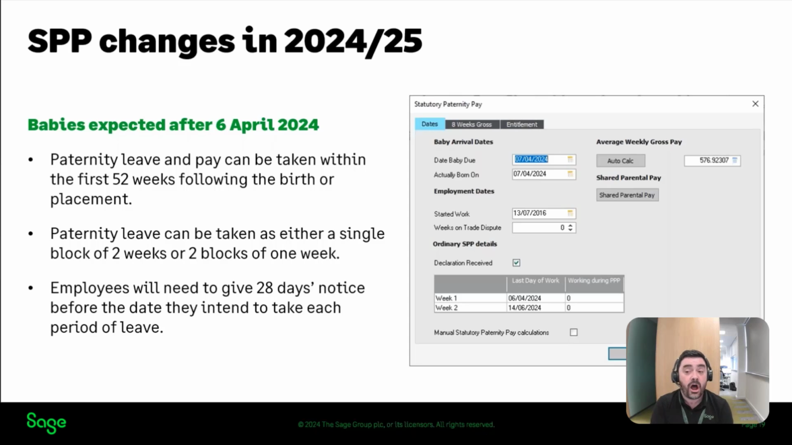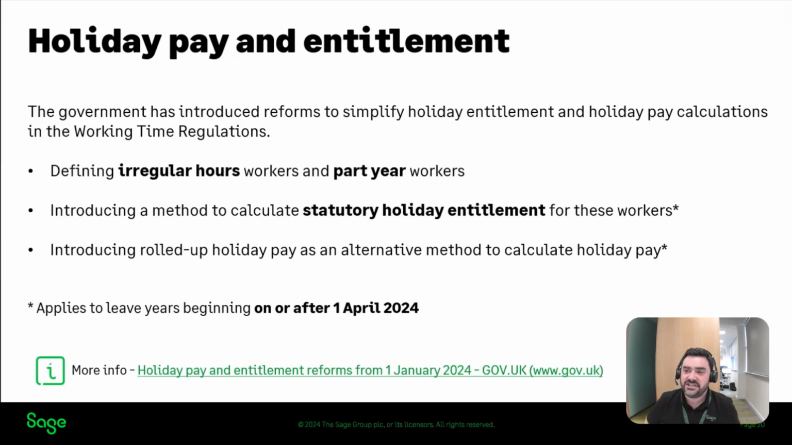And it can be taken as either a single block of 1 or 2 weeks, or 2 blocks of 1 week. So there can be a gap in between week 1 and week 2, and it can take place anytime within the first year of the baby's birth. Employees will need to give 28 days notice before the date they intend to take each period of leave. So the notice period for the dates of leave has been adjusted in line with these new rules. And I think Alice will show you a bit later that the SPP entry screen has also been updated to accommodate that change.